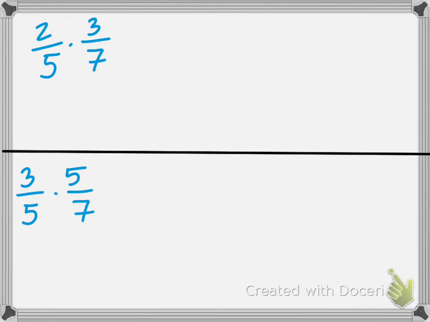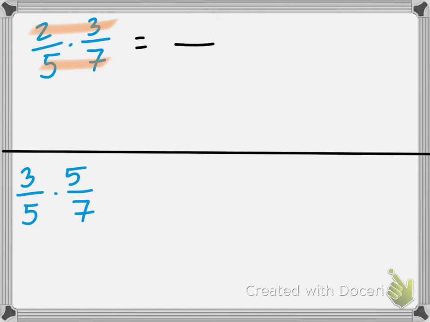Let's try these. Again, when we're multiplying fractions, we across multiply. So for the first one, the top one, give me a thumbs up or a thumbs down if we can cross cancel. Now we cannot cross cancel. 2 and 7 are not divisible by the same thing. 3 and 5 are not divisible by the same thing. So I'm going to across multiply.